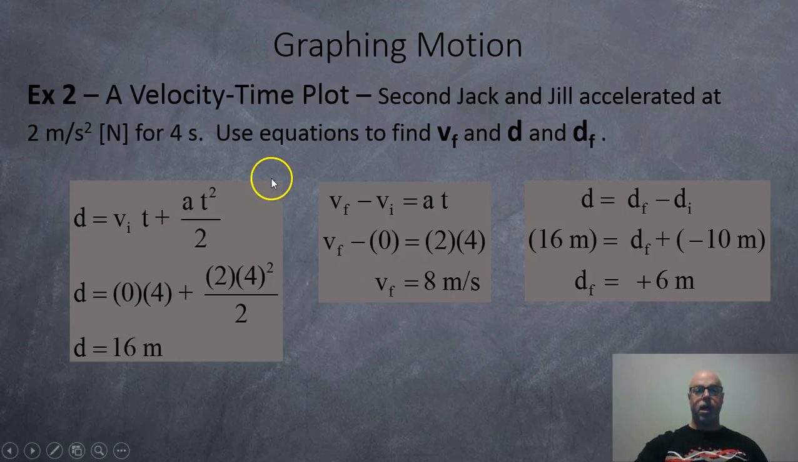Okay. Another example. Second, Jack and Jill accelerate at 2 meters per second squared north for 4 seconds. Now I use the equations to find the final velocity, the displacement, and the final position. If they accelerate at 2 meters per second squared for 4 seconds, using this equation right here, we'll find they move 16 meters. We'll find they end up with a final velocity of 8 meters per second. And their final position will be 6 meters to the north.